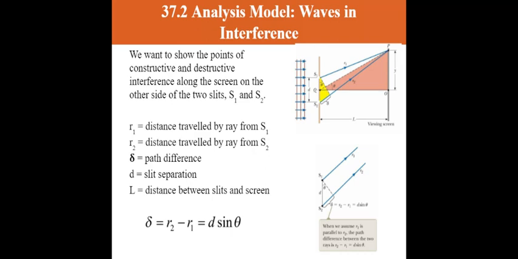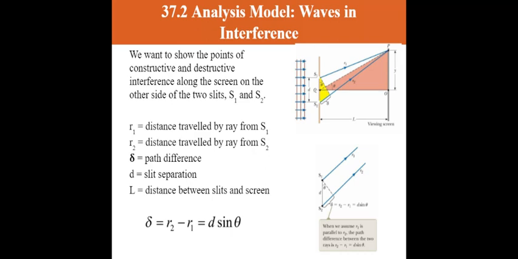We call the distance from the center of the screen to the point of interest Y. But again, that's just the position from the center of the screen to where the point of interest is. So to determine whether constructive or destructive interference happens at this point, P, we need to look at the path difference between R1 and R2. Let's call this path difference delta. And by definition, it's just R2 minus R1.